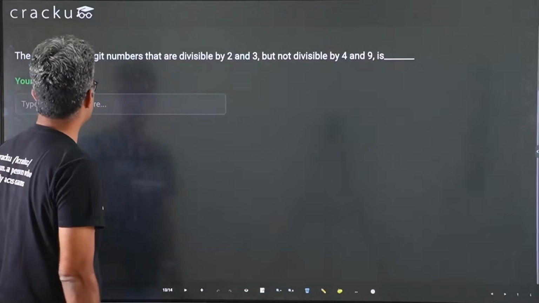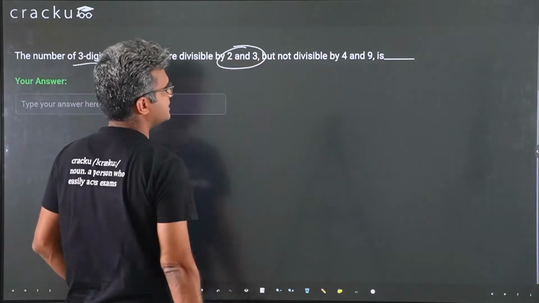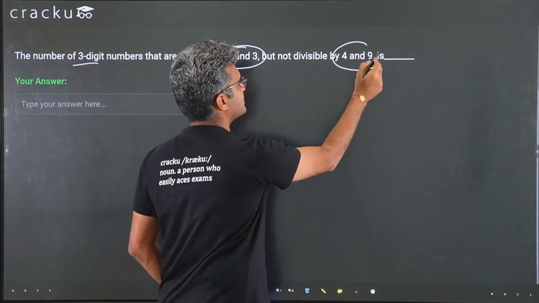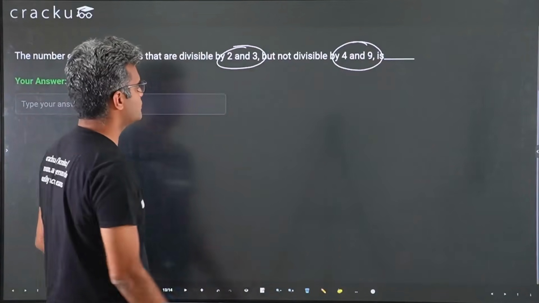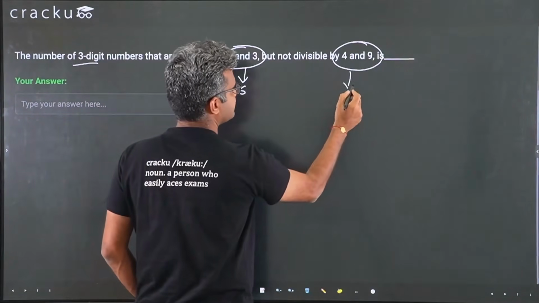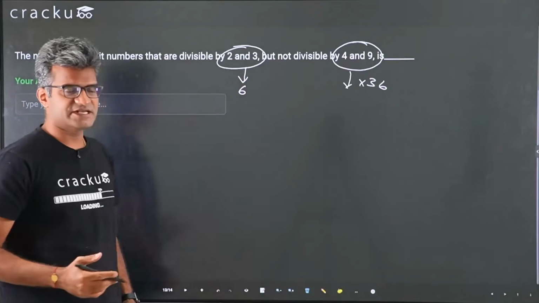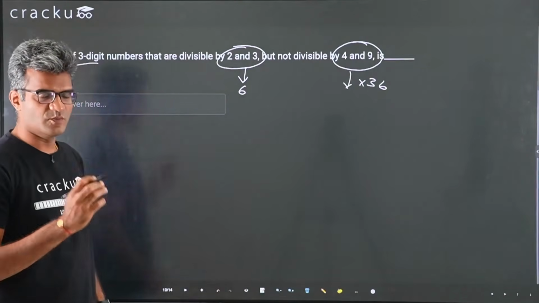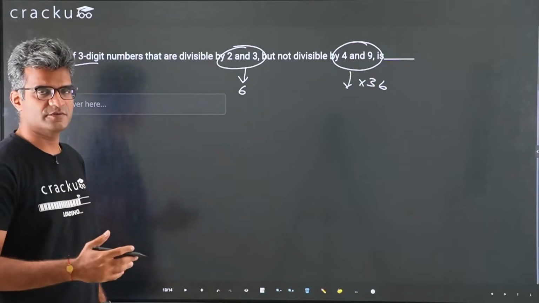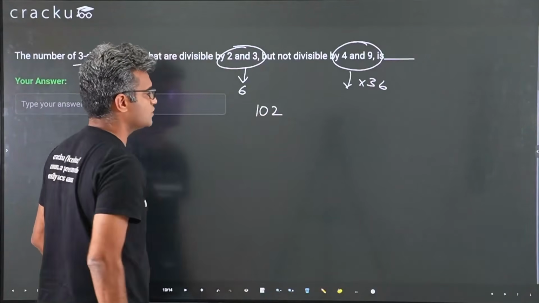In this question, we are looking for the number of 3-digit numbers that are divisible by 2 and 3, but they are not divisible by 4 and 9. So we are essentially looking for 3-digit numbers which are divisible by 6, but they are not divisible by 36. How many 3-digit numbers are divisible by 6? What is the smallest 3-digit number which is divisible by 6? The smallest 3-digit number which is divisible by 6 is 102.